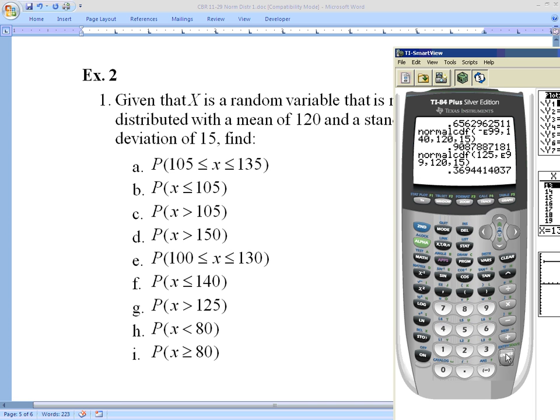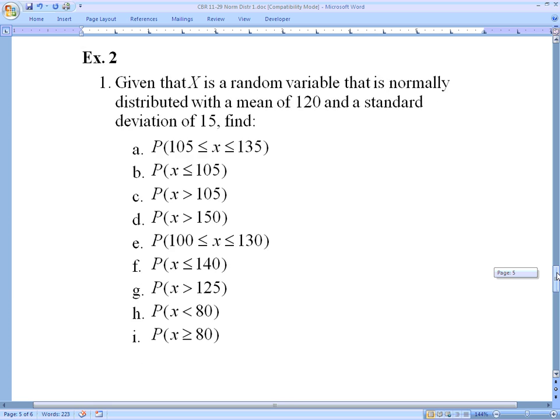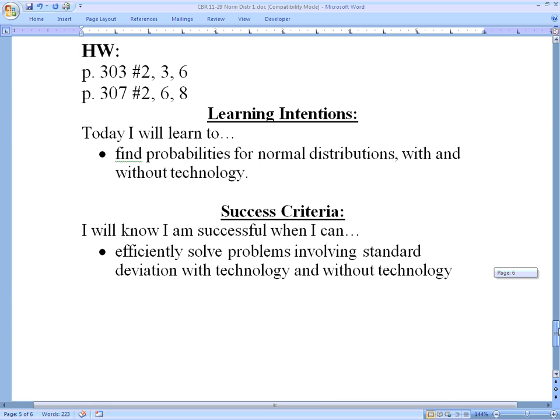So that's the idea. We did it with technology. We did it with technology pretty quick, pretty easy. And as we know, we can use our calculators on all of the IB exams. So we need to be able to make sure that we can at least do it with the calculator.